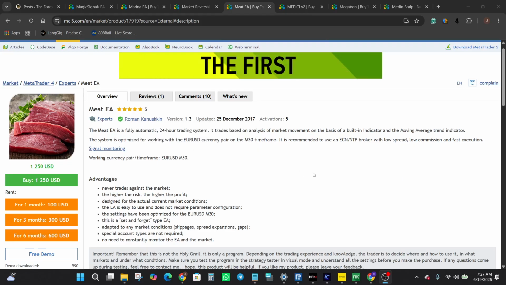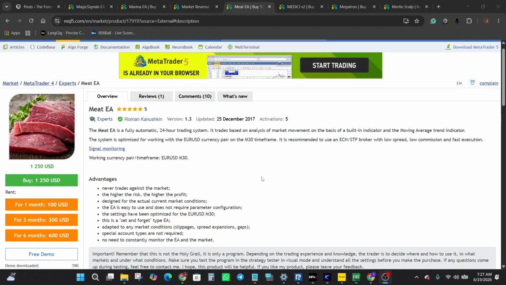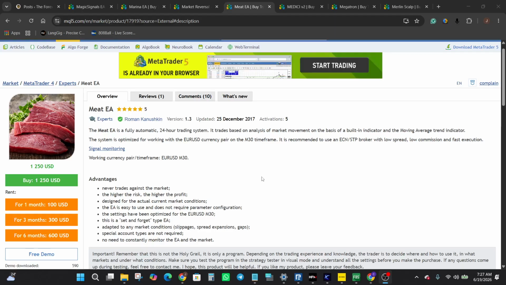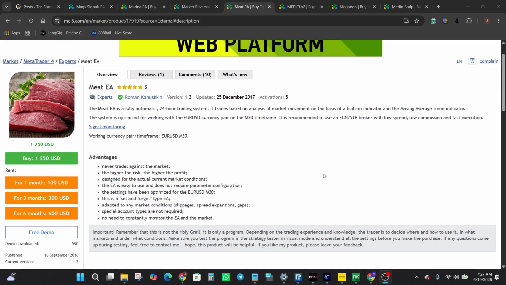So in this review, we are taking a look at Meet EA for MT4. I'll be walking through the MQL5 Marketplace page, discussing the features provided by the developer, reviewing the historical backtest results if available, and then sharing some observations based on the historical testing performance.